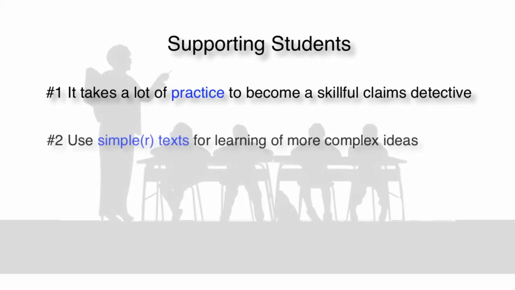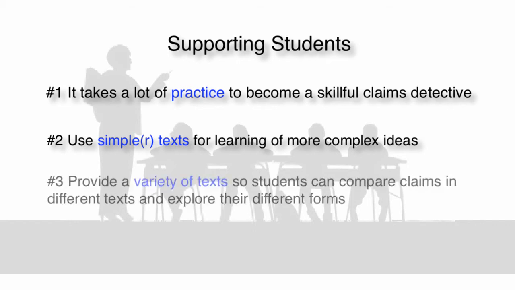2. Start by using simpler texts for learning of more complex ideas, such as the idea that claims can be implied and not always explicitly stated. Once your students grasp the basic idea of implied claims, they can move on to finding them in more challenging texts. And 3. Try to provide a variety of texts so students can compare claims in different texts and notice the different forms that these claims can take.